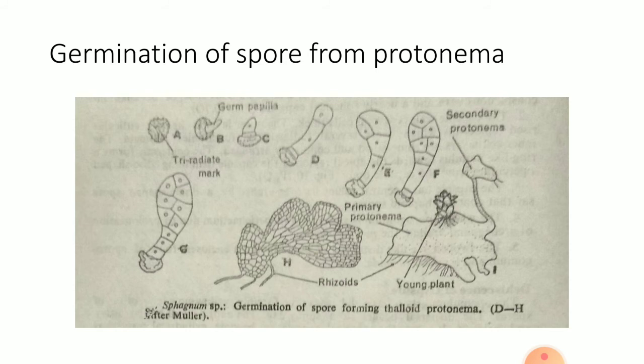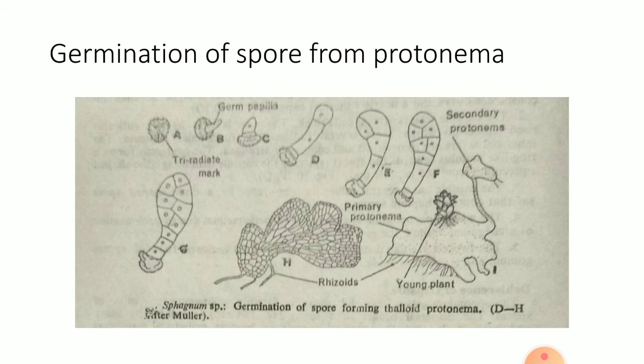The germ tube or germ papilla divides by transverse walls and forms a 2 to 4 cell filament or the protonema. You can see figure D. Soon the apical cell of the filament divides by 2 vertical walls and forms an apical cell with 2 cutting faces. Figure F. Each cell contains abundant chloroplasts. The apical cell divides to form a thalloid, one cell thick primary protonema.